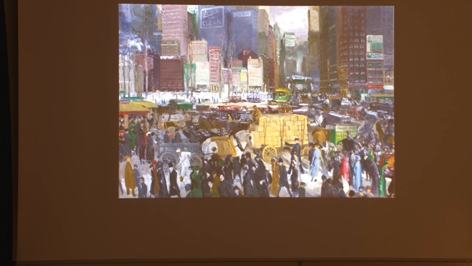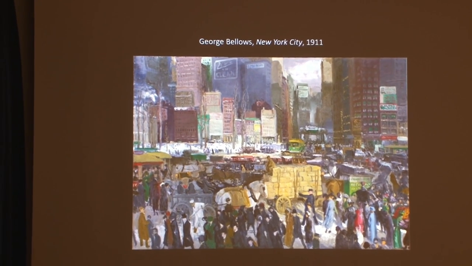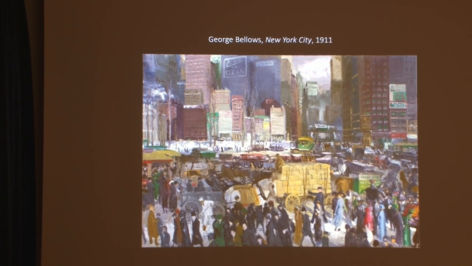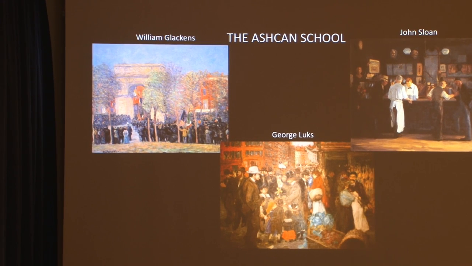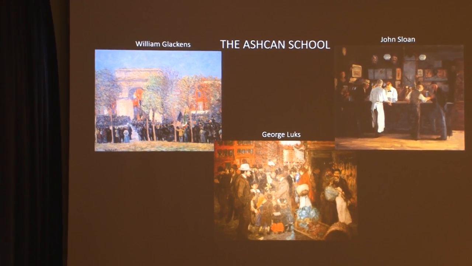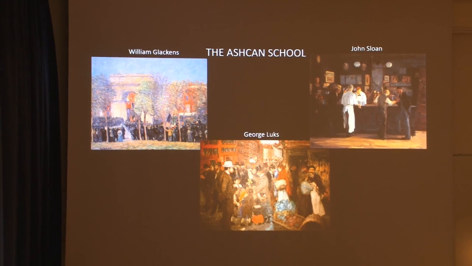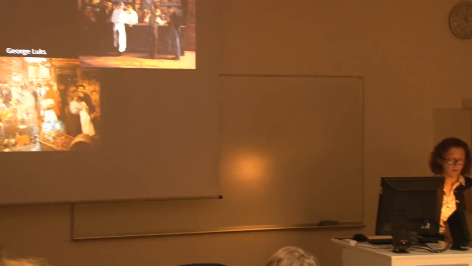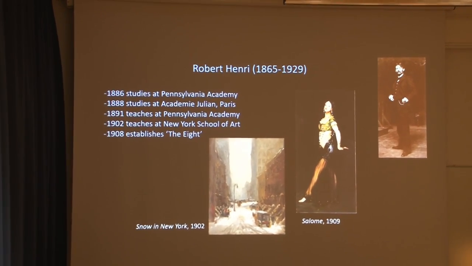The group of artists interested in such lower class urban subjects is known as the Ash Can School, because it looked like the can where you'd throw your ashes. Kind of a pejorative term. The founders of the Ash Can School, William Glackens, George Luks, and John Sloan, became friends while studying at the Pennsylvania Academy in Philadelphia under Robert Henri. And I know it looks like Henri, but in America we pronounce his name Henry.